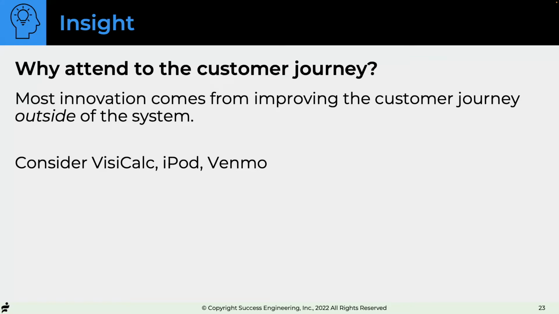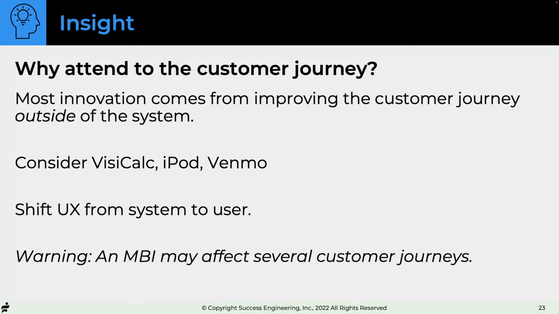The iPod brought together several different things: purchasing music, storing it, playing it, making playlists, all in one little device. And then it went to the phone. Now it was on a device you all had. Venmo, payment. We want to recognize true innovation typically always comes from the customer journey. We're shifting the user experience from the system to the user. See, the UX as it is now is really the user's experience of the stupid expletive deleted system, okay, because we're not looking at it.